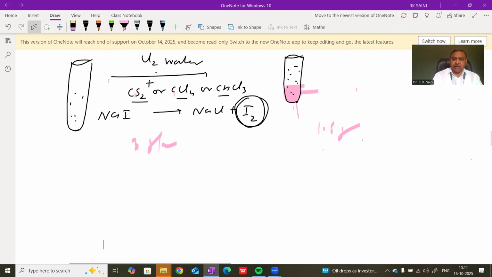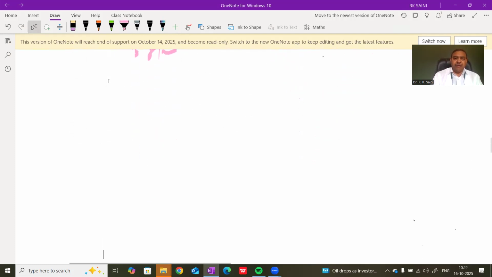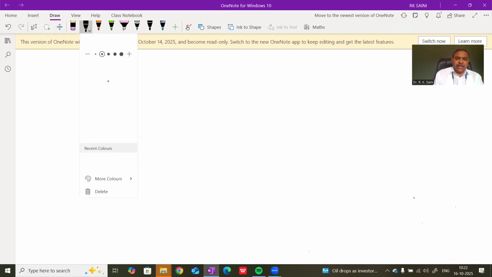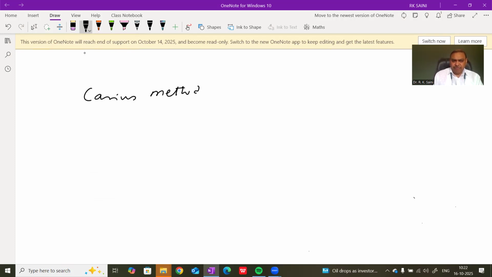Now we discuss quantitative estimation of halogen from organic compound. The method of quantitative estimation is the Carius method. In this method, we use a Carius tube. The Carius tube has a fixed weight.